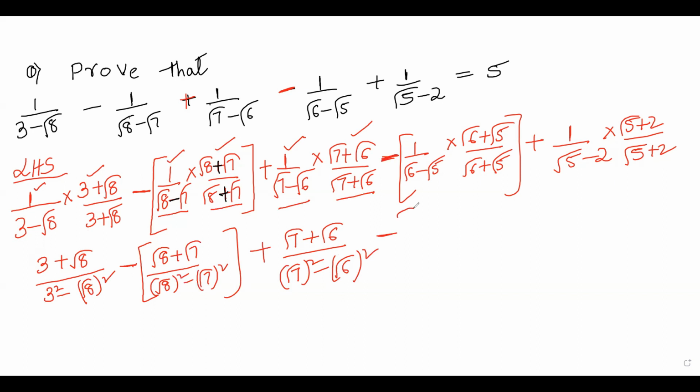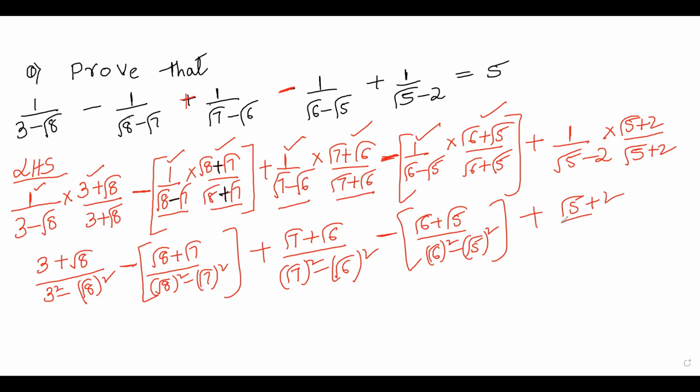Minus sign, put bracket, 1 into this, root 6 plus root 5, a minus b into a plus b, a square minus b square. Again 1 into numerator, root 5 plus 2, a square minus b square.